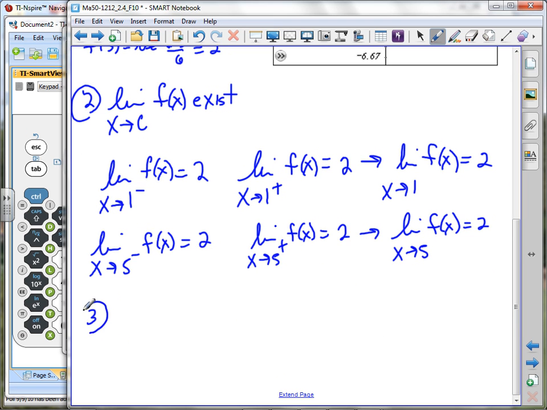The third one now becomes our most important one. What is that? Absolutely. Is f of c equal to the limit as x approaches c?